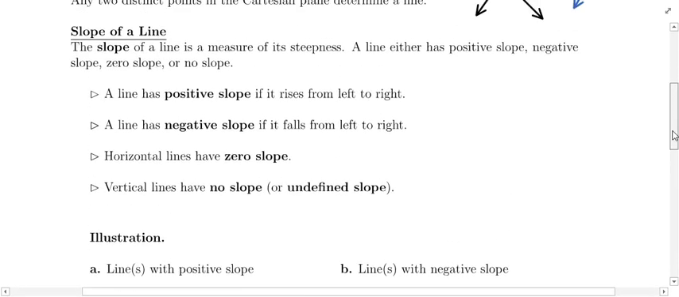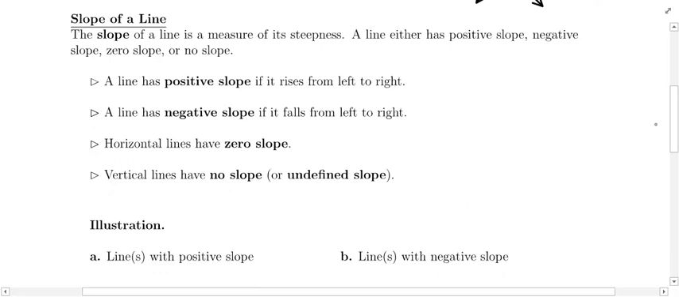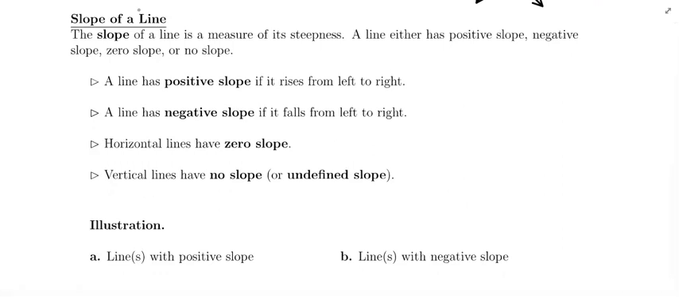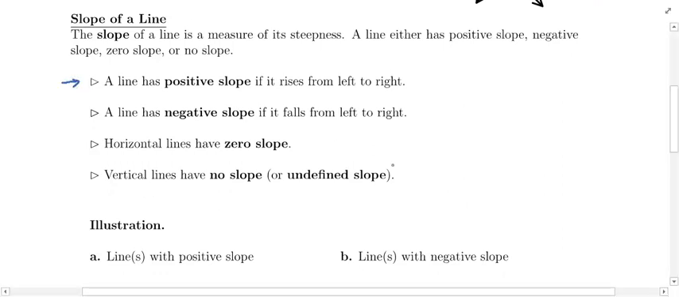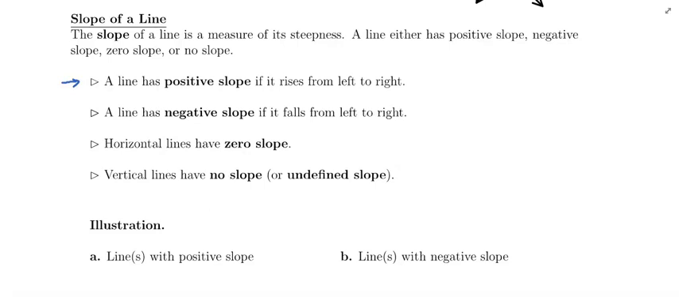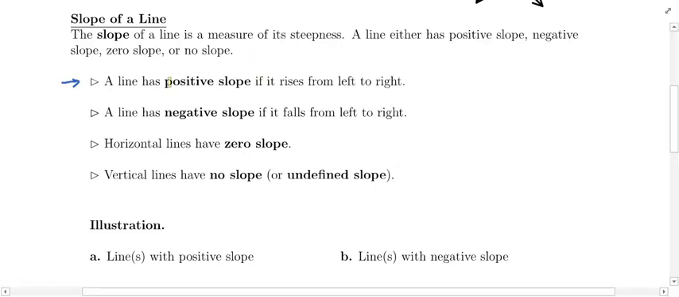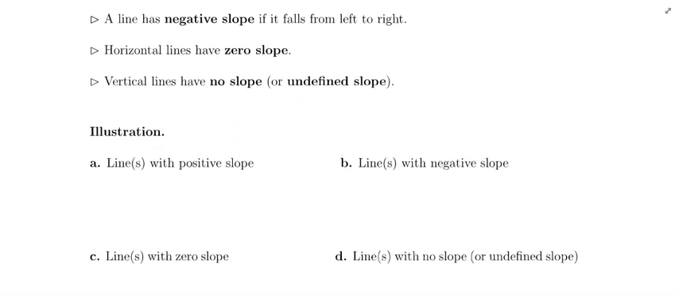All right, so here we go. First of all, positive slope. A line has positive slope if it rises from left to right. So positive slope means it rises from left to right. I'm going to come down here and illustrate that, and I'll draw several different ones. Here we go.